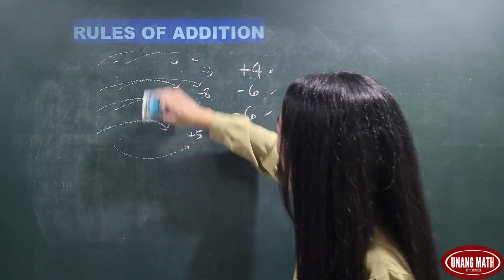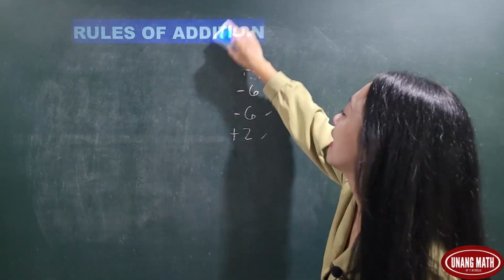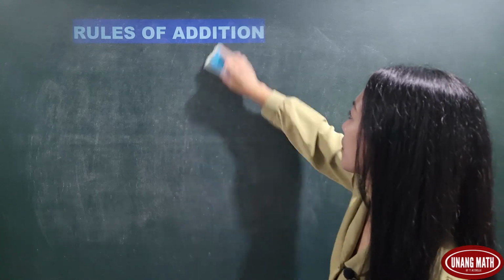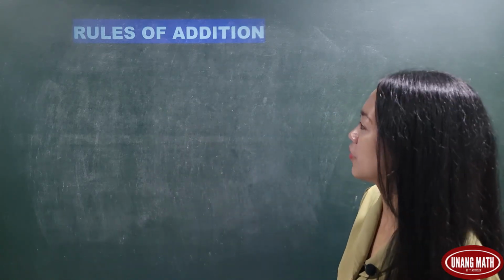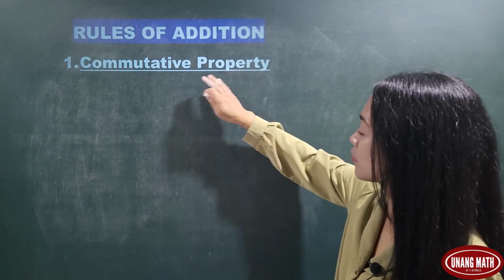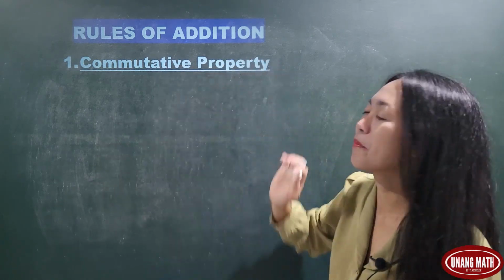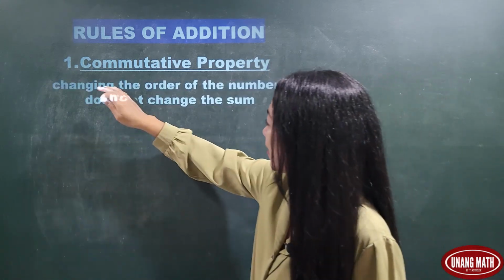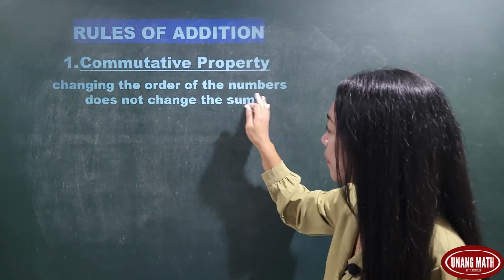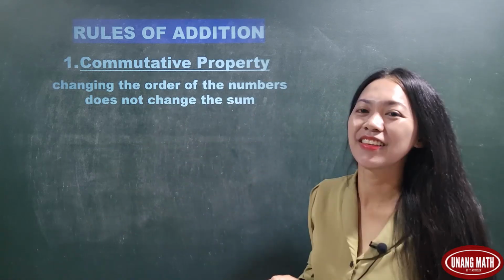Let's move on. This time, I will be discussing the rules of addition. What are the different rules of addition? The first rule is what we call the commutative property of addition. What does it mean by this? Changing the order of the numbers doesn't change the sum.